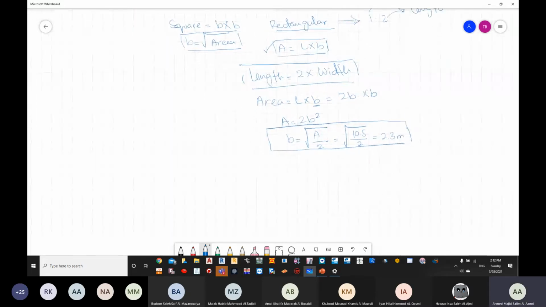What about the length? How much is the length? Length is going to be 2 times 2.3. So that's going to be 4.6 meter. Okay, so what we are going to say? We are going to say adopting or using a foundation which is 2.3 into 4.6.